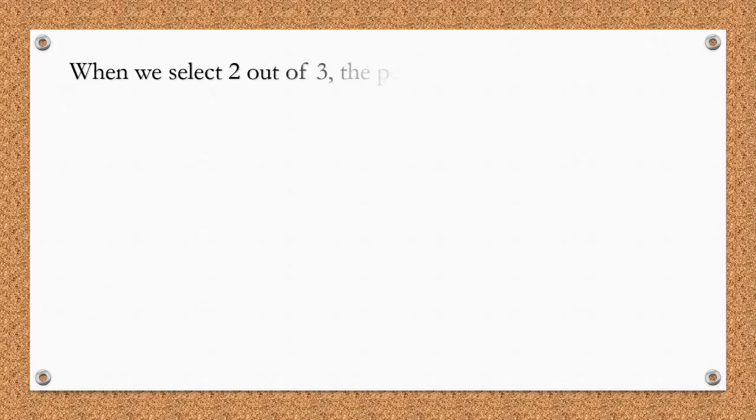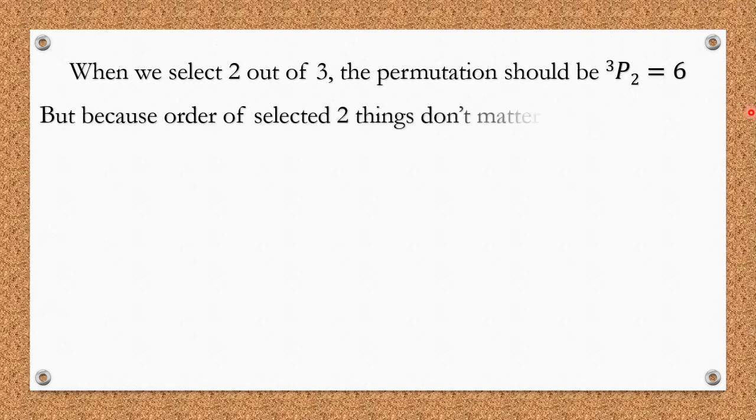So if I am to write, when we select two out of three, in the first example we selected two people out of three people, the permutation should be 3P2, right? 6, so it should have been 6 ways, but because the order of those selected two did not matter, we divided it by 2 factorial.